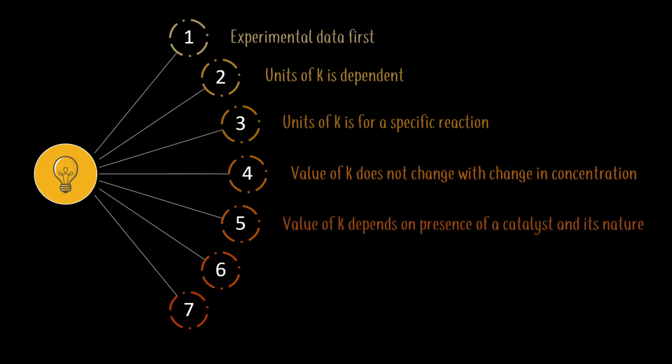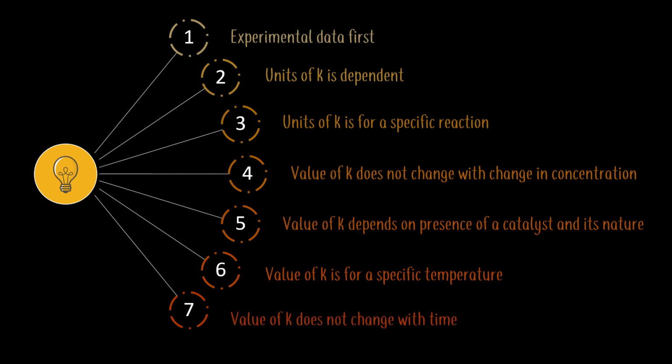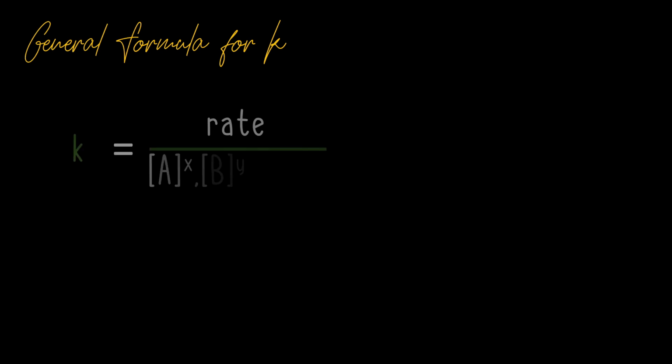Number 5. The value of k depends on the presence of a catalyst and its nature. Number 6. The value of k is for a specific temperature and changes with temperature. Number 7. The value of k does not change with time. The general formula for k is k is equal to rate all over [A]^x[B]^y[C]^z. This could go on depending on the number of reactants in the reaction.